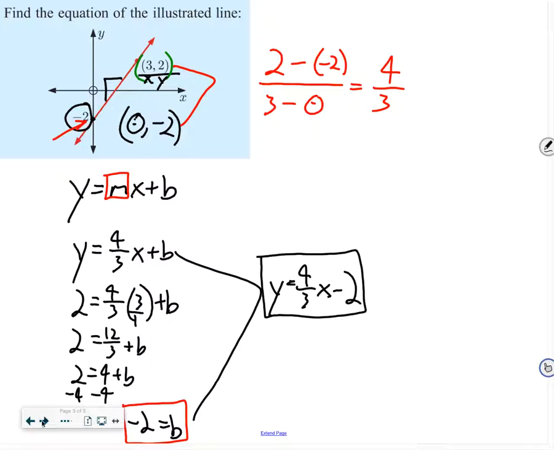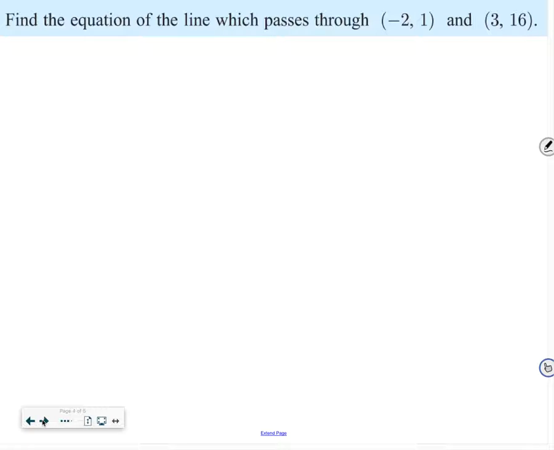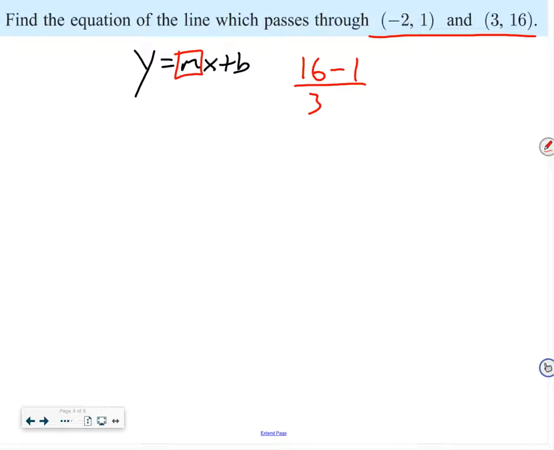Let's look at another example here. So here we're just given 2 points. If I'm trying to find y equals mx plus b, the first step is to try and find my gradient. For the gradient given 2 points, I use my equation. So I'm going to do 16 minus 1 over 3 minus negative 2.